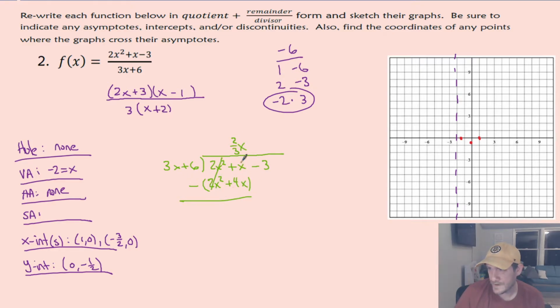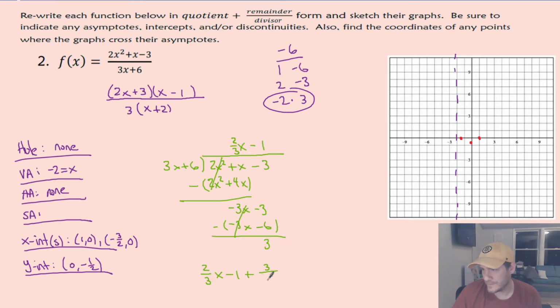These cancel, you're subtracting, so you get -3x. Yep, -3. So to keep going with your division, you get -1, giving you -3x minus 6. So when you subtract, these will cancel. These you're adding, so you get +3 as your remainder. And that's not bad at all. So our quotient is the 2/3 x minus 1. Our remainder is the 3 over 3x plus 6.